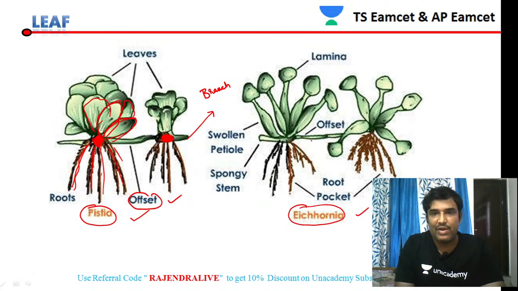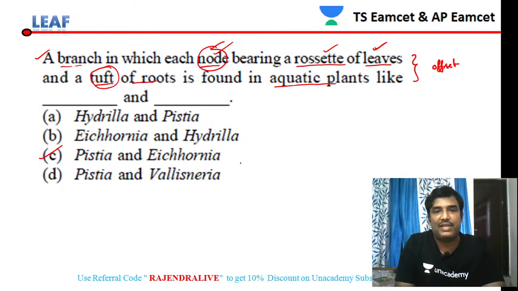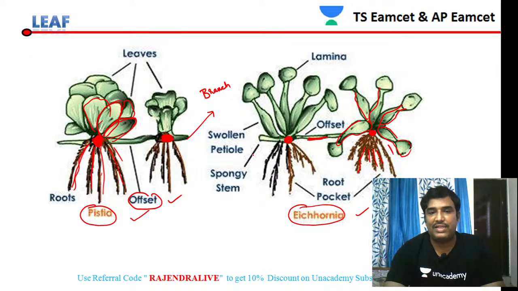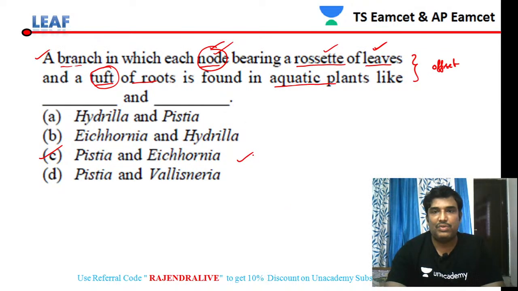In Eichhornia also you have this. This is a branch. On that branch the node is present here. In this case also the nodes are present here. At the nodes you can see there is a development of a rosette of leaves. Leaves are produced like this, and the roots are here, a tuft of roots. Based on that we have taken the answer as Pistia and Eichhornia. Both of these plants are considered as offsets. So that is the answer to the first question: Pistia and Eichhornia.